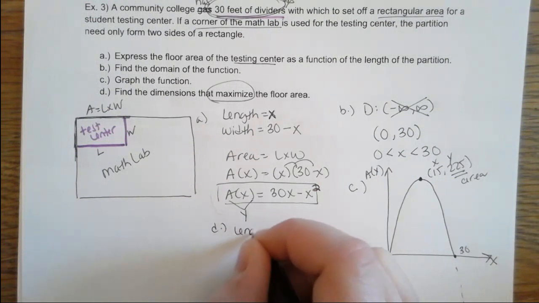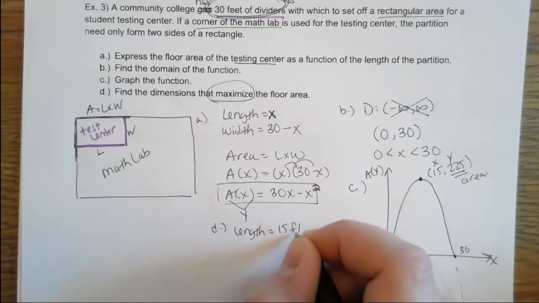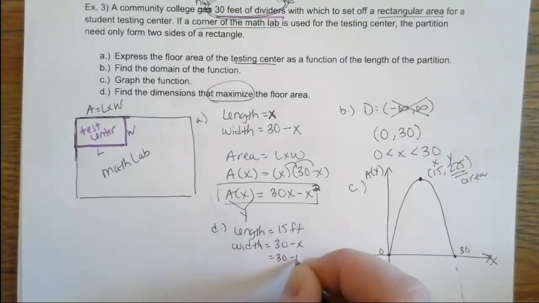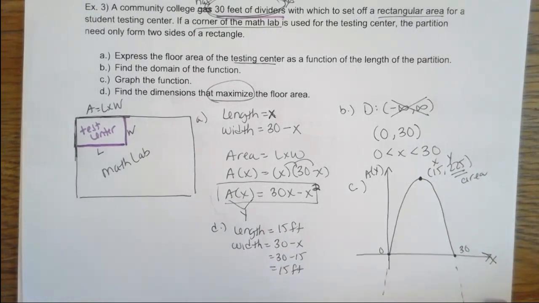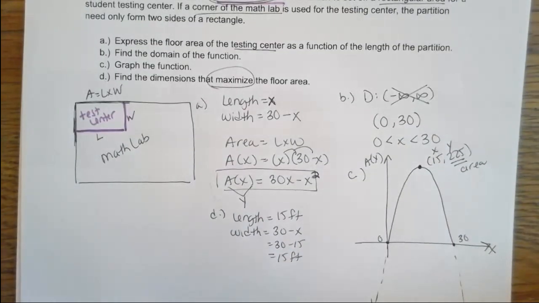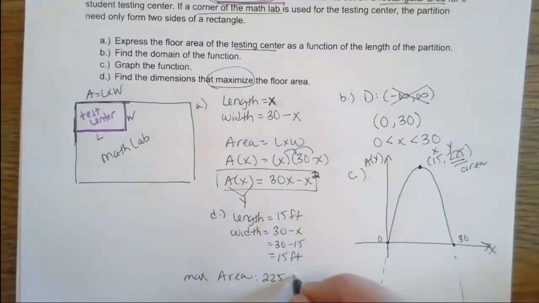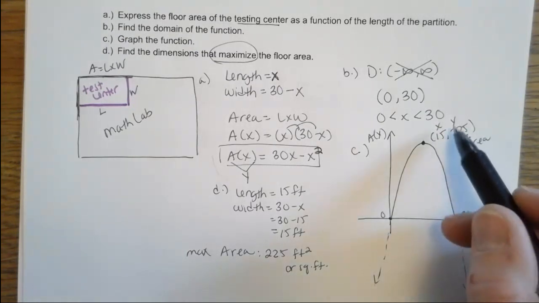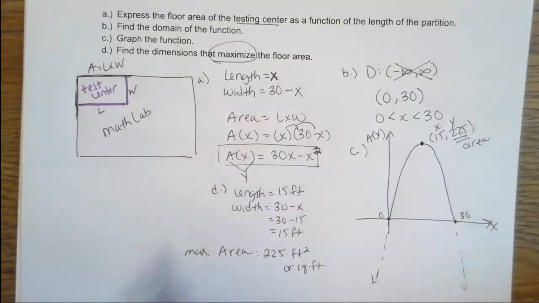So the length is 15 feet. And then the width, using our formula of 30 minus x, would be 30 minus 15, which is 15 feet as well. So actually creating a square ends up being the best option. And that does give us a maximum area of 225. And don't forget, this is square feet or feet squared. So here we're using that graph to help us find our relative maximum. And we just want to be careful with how we've defined everything, right? So y here again is not the width. It represents the area in this case.